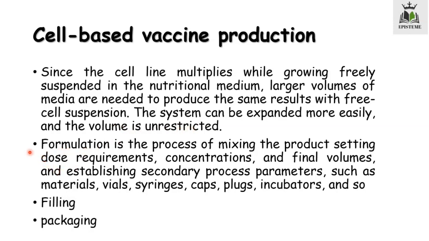The next step is formulation. Formulation is the process of mixing the product, setting dose requirements, concentrations and final volumes, and establishing secondary process parameters like the materials, vials, syringes, and caps required for a vaccine. After formulation, the next step is filling, and lastly packaging. This is how vaccines are produced.